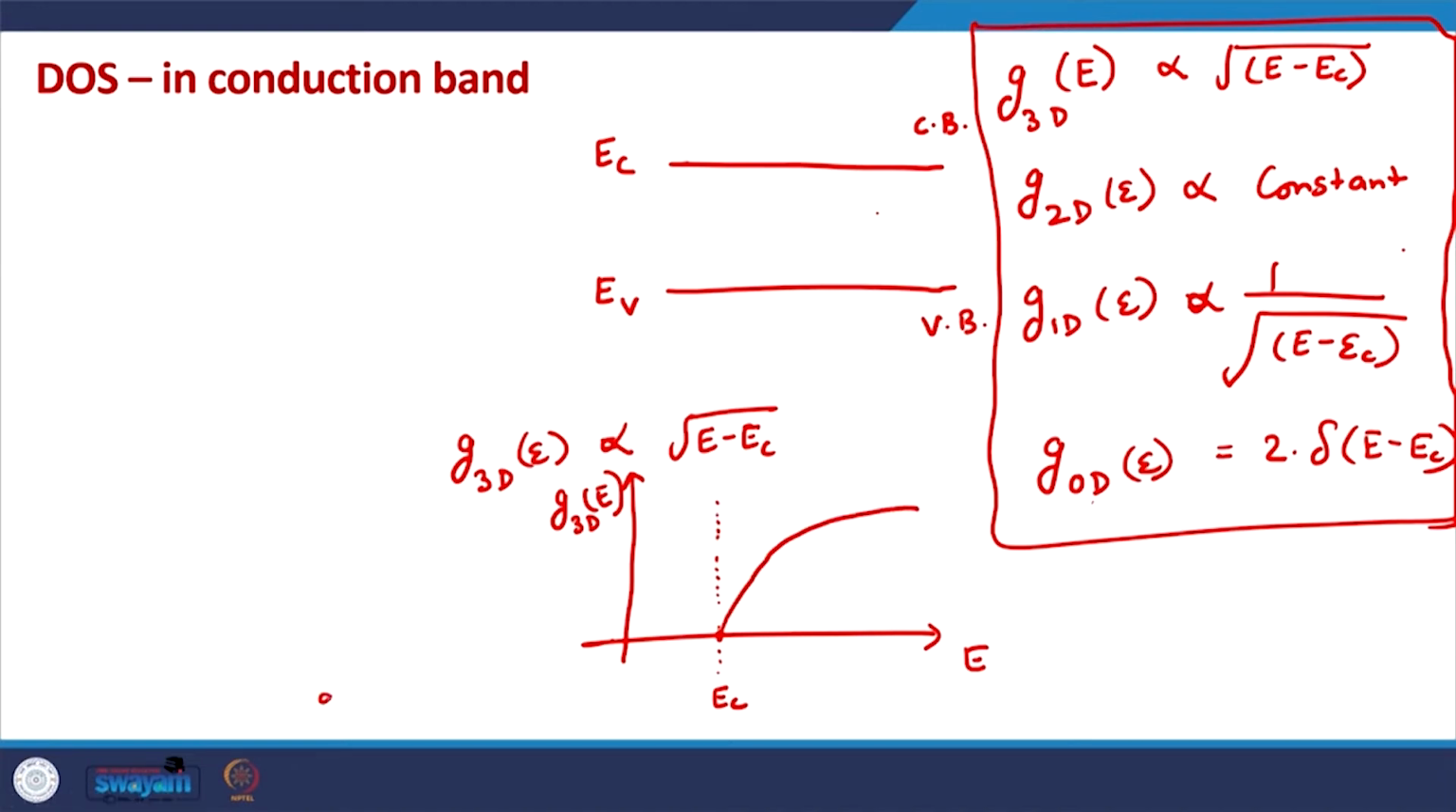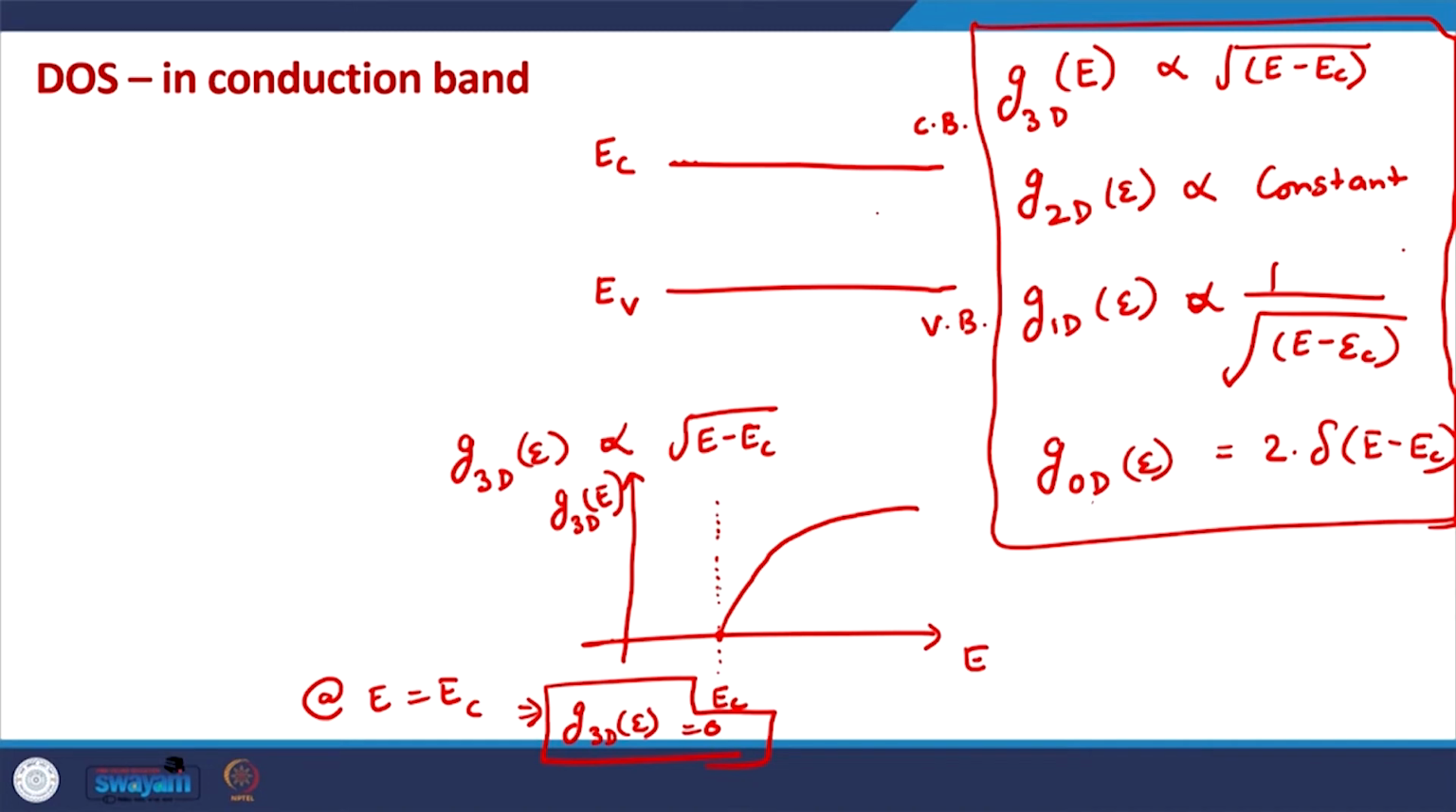So, at E equals to EC, G3D(E) would be 0. What it says is that in a 3D channel, right at the bottom of the conduction band, the density of states is 0. So, no electron can exist at the edge of the conduction band in a 3D solid, because the density of states is 0 at the edge of the conduction band.